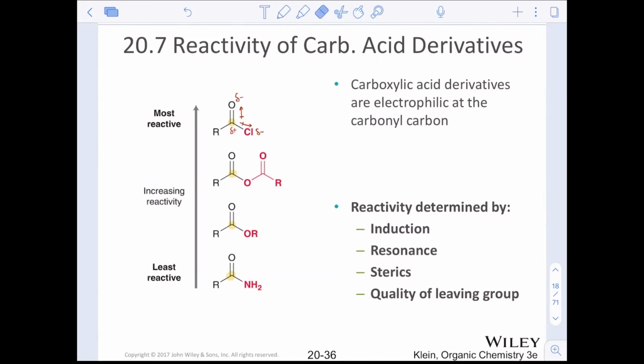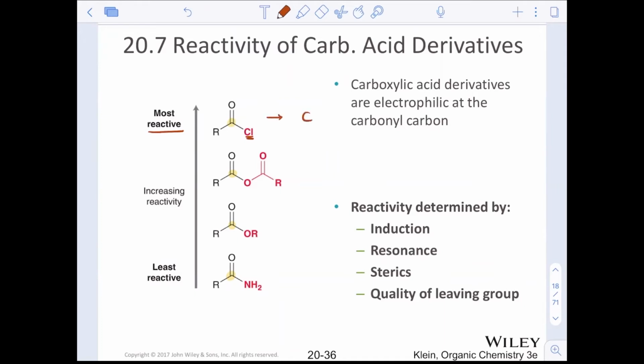Leaving groups here are highlighted in red. And those leaving groups are the thing that we are going to be really isolating ourselves from. We're going to start with the acyl chlorides, and we'll see all of the reactions that those can do. Then we'll go to the acid anhydrides, and then the esters, and then the amides. So looking at this list, most reactive at the top, biggest reason is for the idea that the chlorine is very electronegative. It is a very good leaving group.